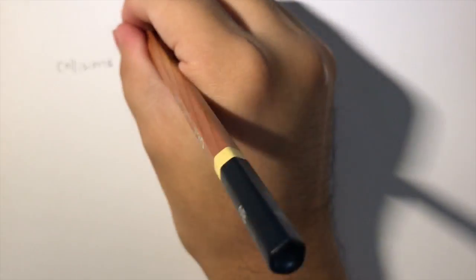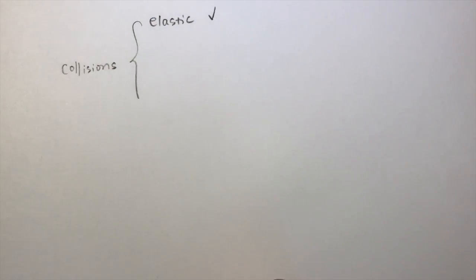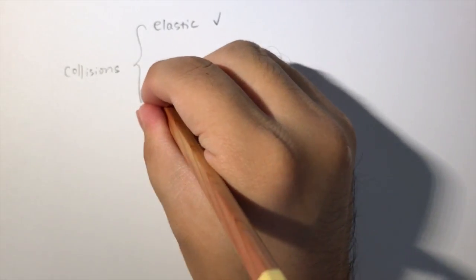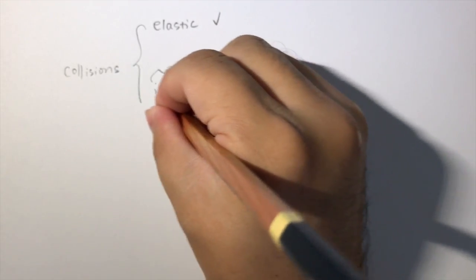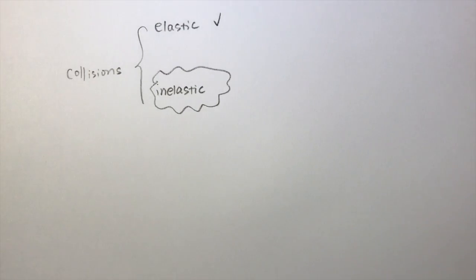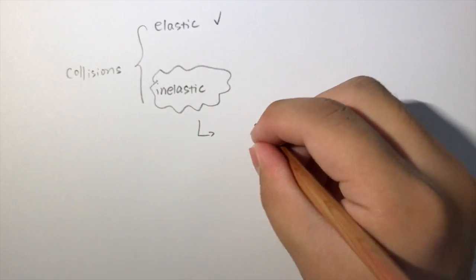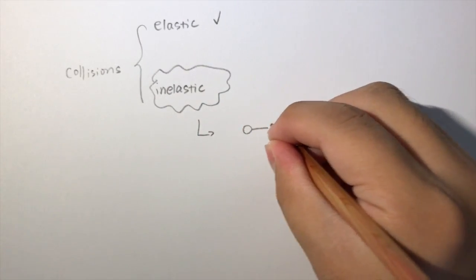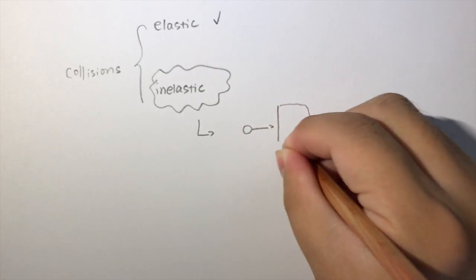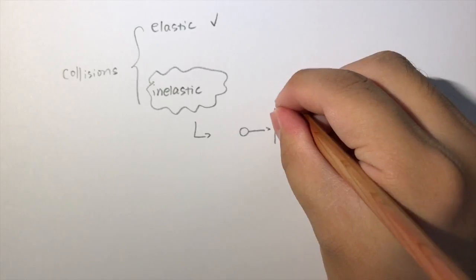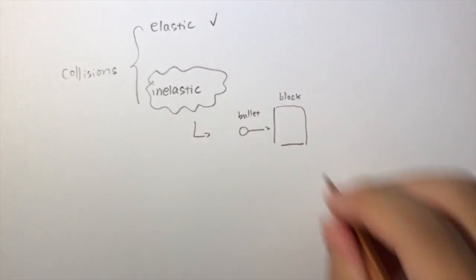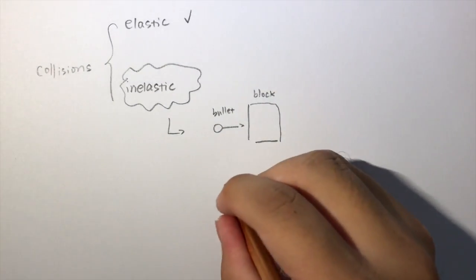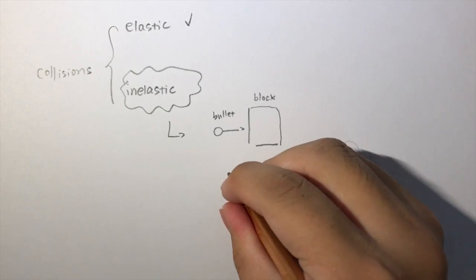For now, we just finished talking about elastic. Now let us focus on the inelastic. In inelastic collisions, there is no conservation of energy, and there is something which does not allow the behavior of elastic. For instance, a bullet hits a block, and the block keeps moving forward with the bullet. But the interesting point is that the initial total momentum equals the final total momentum. On the other hand, the initial total energy is not equal to the final total energy.